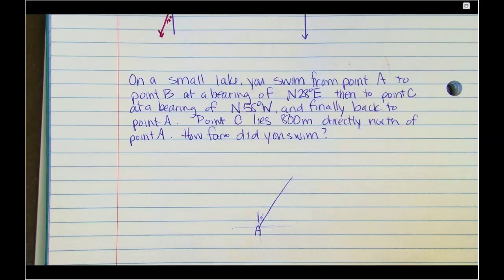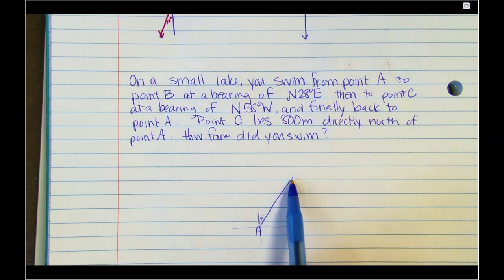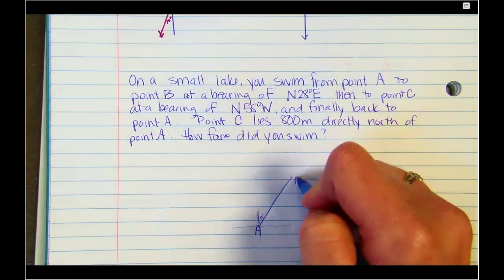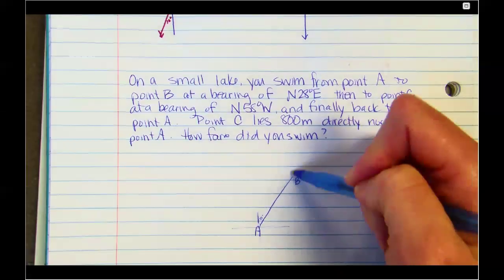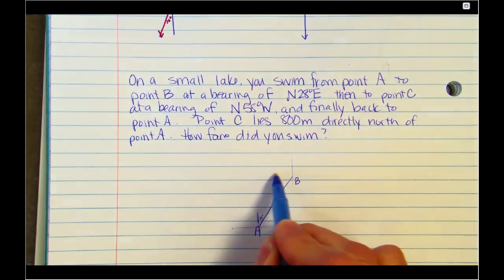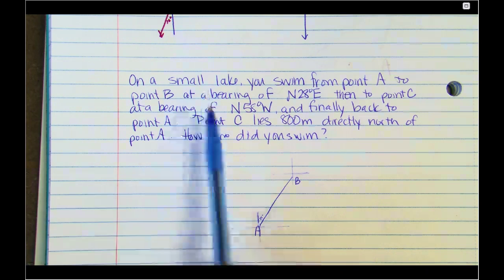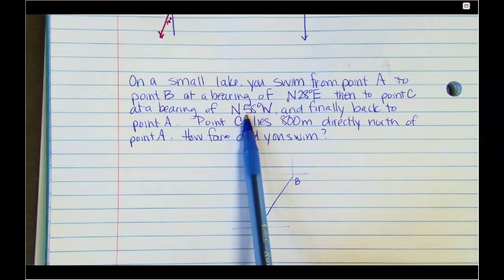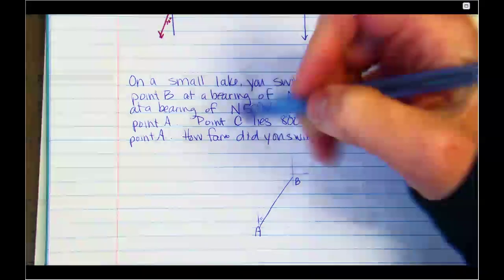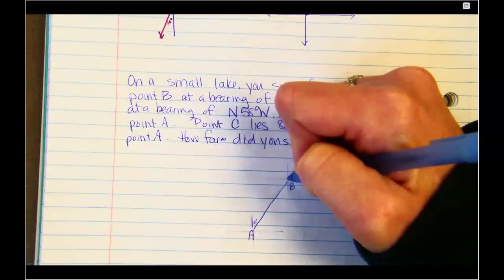Do you guys follow what I'm saying? There's north 28 degrees east. We're swimming this way toward point B. At point B, we do the same thing. We put our little compass bit on there, and from point B, we're going north 58 degrees west. So north 58 degrees is going to be out here.